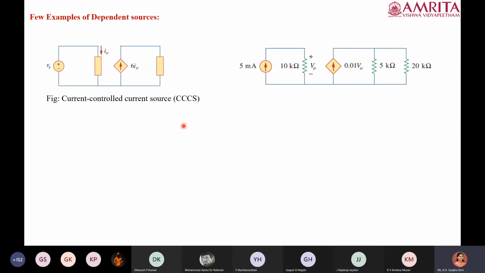Okay, so here, what is the nature of the dependent source? Voltage controlled current source. Yes, it is a voltage controlled current source. The symbol indicates that it is a current source and it is dependent on a voltage present in some other part of the circuit. So it is a voltage controlled current source. Is everyone able to follow it?